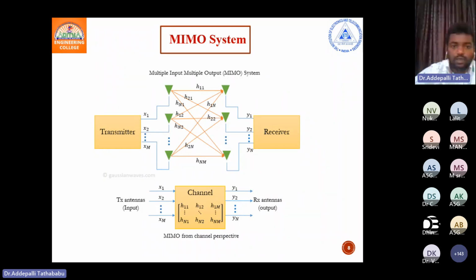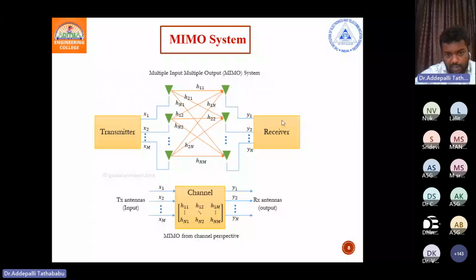Nowadays, all are using MIMO antennas in mobile phones and for broadcasting purposes. A number of antennas are connected to get more data rate, more channel capacity, and better quality of service. Here you can see how a MIMO system is connected.